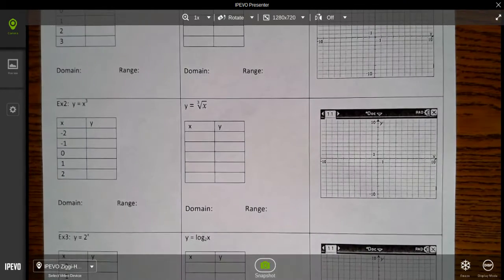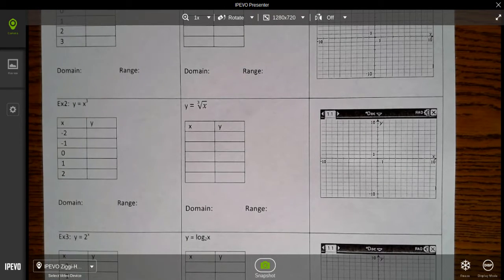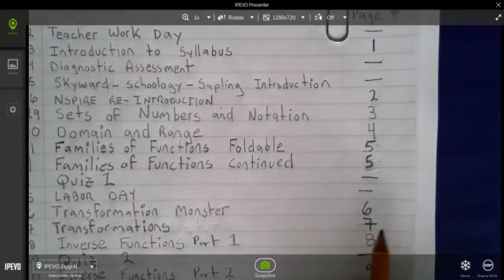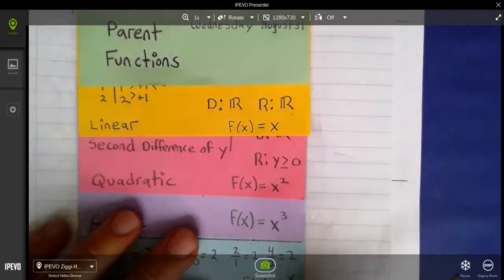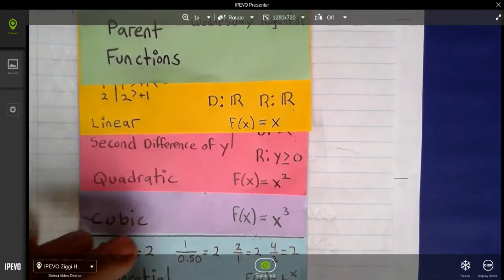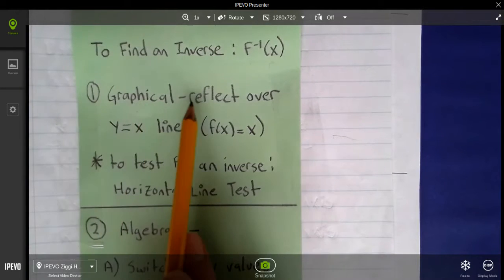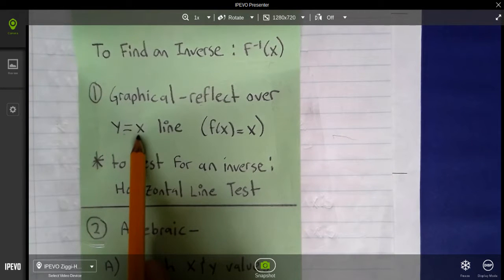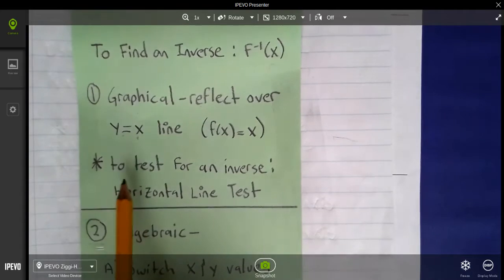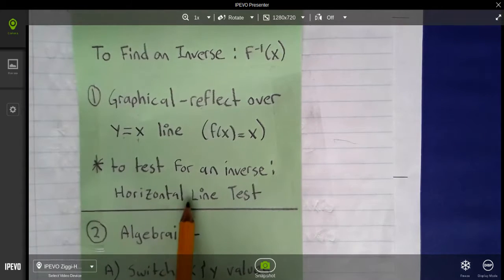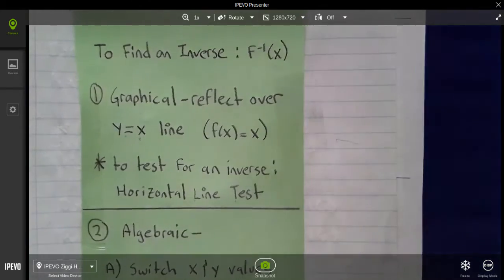Now, before we go into example 2, we need to go back to our journal and review something. So in your journal, turn to the families of function foldable on 5. And then you're going to turn to the tab that says inverse, so the one in the very, very back. Okay? So let's review how to find an inverse. The graphical will reflect over the y equals x line. That's important. We're going to do that on each of the graphs today. Also, to test for an inverse, we're going to do a horizontal line test. We're going to do that as well.